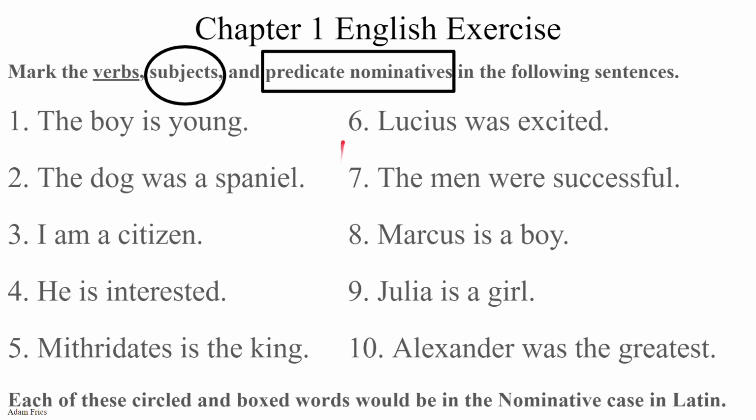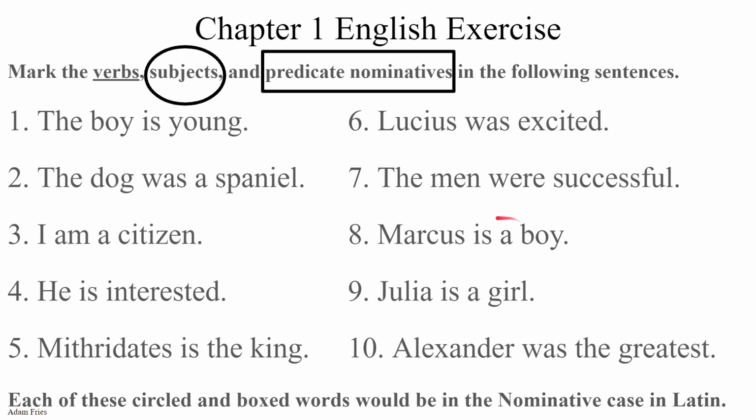Sentence 6, Lucius was excited. The verb is was, a linking verb. Underline was. Who was excited? Why, that was Lucius. So circle Lucius, the subject, underline was, and box the participle, the predicate nominative. Sentence 7, the men were successful. We're going to circle men, underline were, and put a box around the adjective successful.